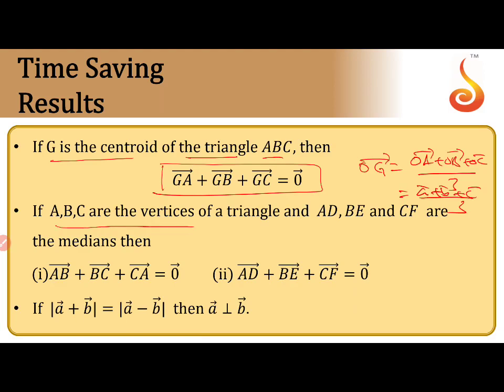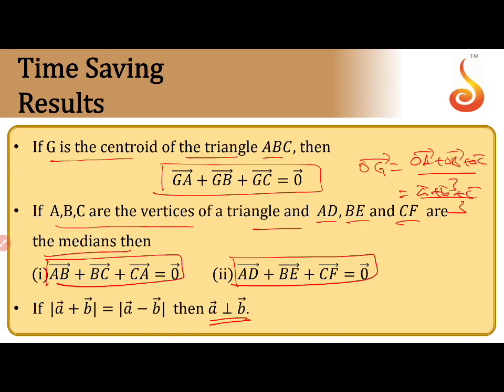If ABC are vertices of a triangle and AD, BE, CF are medians, then AB bar plus BC bar plus CA bar equals 0 bar, and AD plus BE plus CF is also 0. These are standard identity properties only. Next, if the modulus of A bar plus B bar equals the modulus of A bar minus B bar, then the vectors are perpendicular. This I already discussed previously.